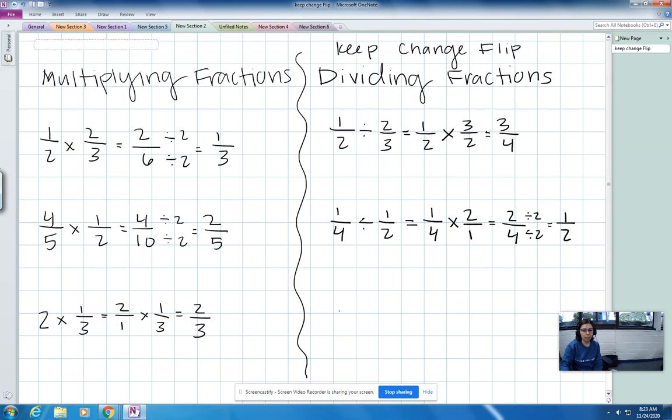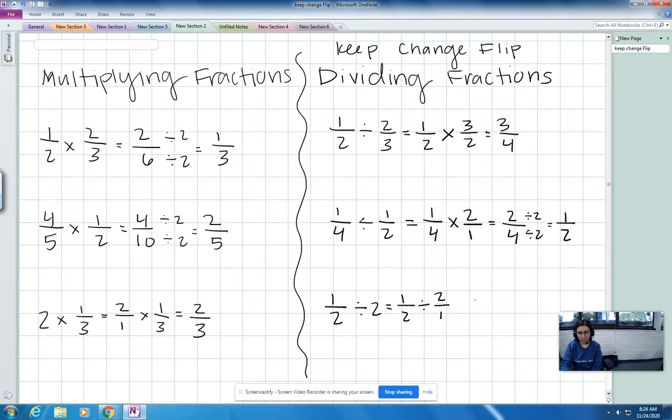Okay, let's do one more example. This time, let's do one that has a whole number. Let's see how that works in this case. Let's say I had 1/2 divided by 2. Well, in our previous example with a whole number, we learned that we can rewrite a whole number as a fraction by giving it a denominator of 1. So I can rewrite this as 1/2 divided by 2 wholes, 2/1.